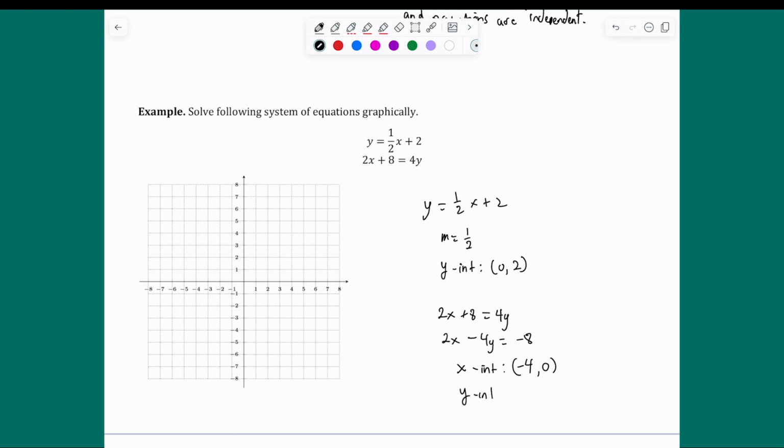The y-intercept can be found by setting x equal to 0 and then solving the remaining equation. So this time the 2x term goes away. We have -4y equal to -8. Divide both sides by -4. We get y equals 2.